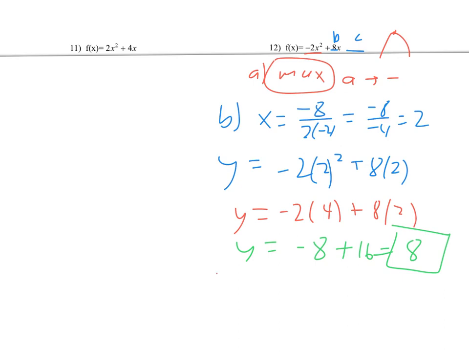And then lastly, we have part C, which is domain and range. A domain is, again, all real numbers. And then the range is based on the y value of the vertex. However, in this case, you can see the y values are below that, so I'm going to say less than or equal to 8.